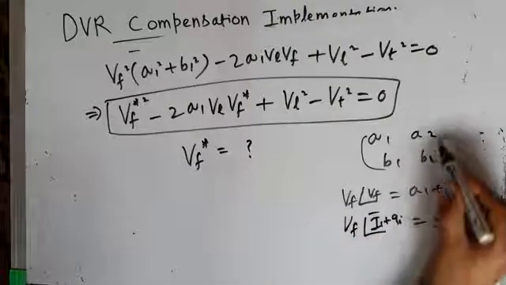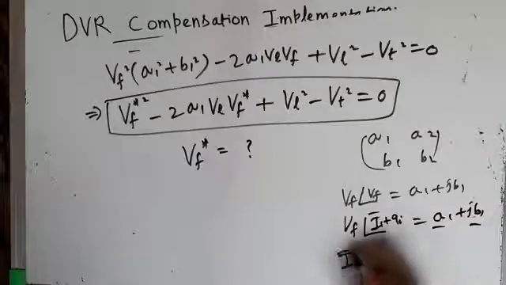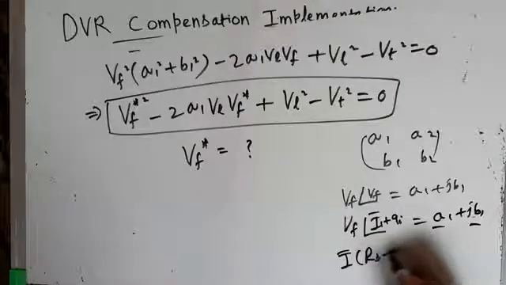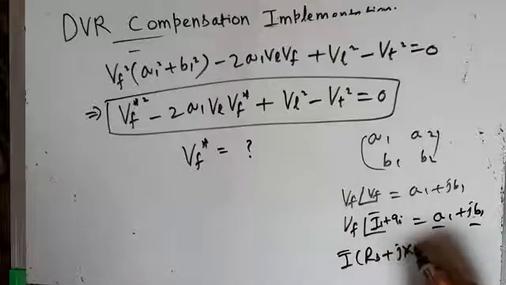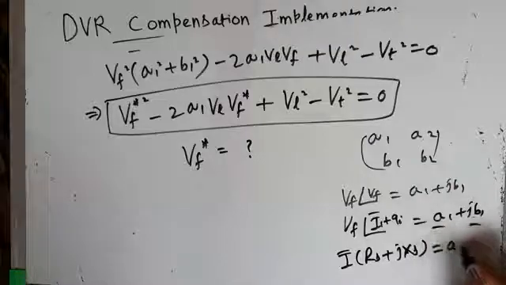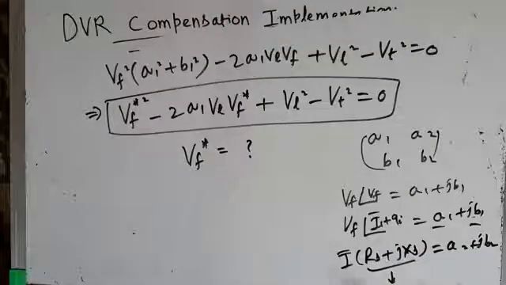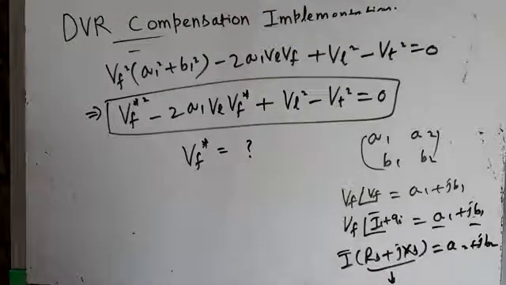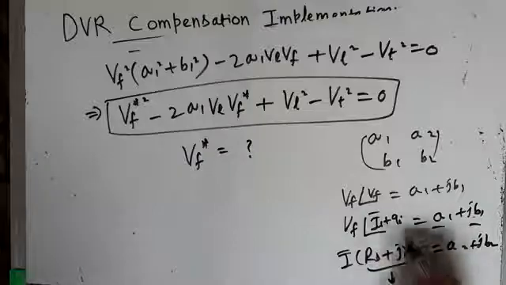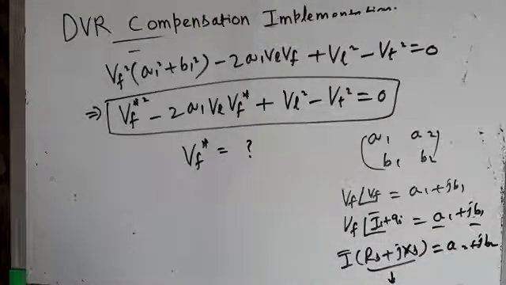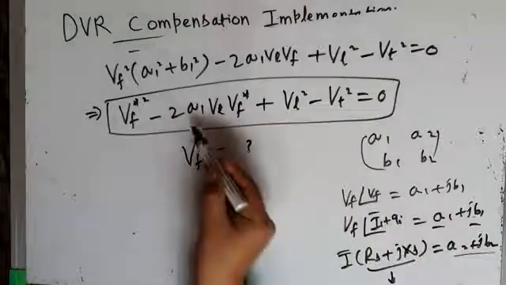But how do you find A2 and B2? In the previous equation, you had to find A2 and B2 from this equation: I into (Rs plus jXs) is A2 plus jB2. For that you needed knowledge of feeder impedance. So if you don't know the feeder resistance and the feeder reactance, that is, you don't have any information about feeder impedance, then you could not find A2 and B2. In this equation, you don't require A2 and B2.